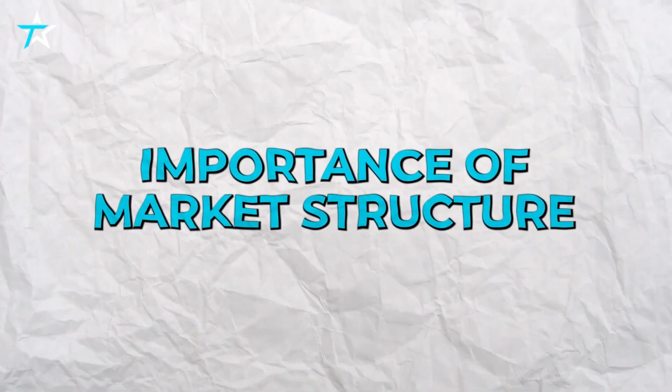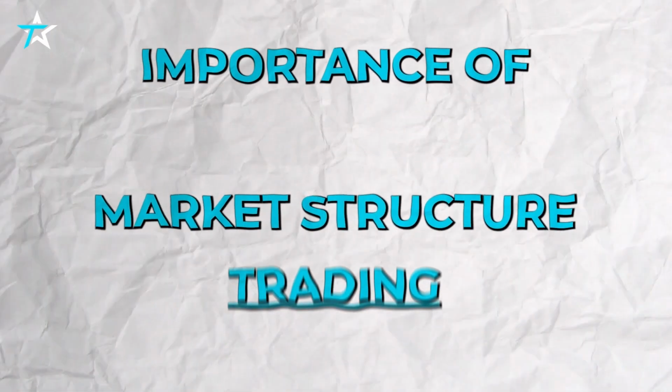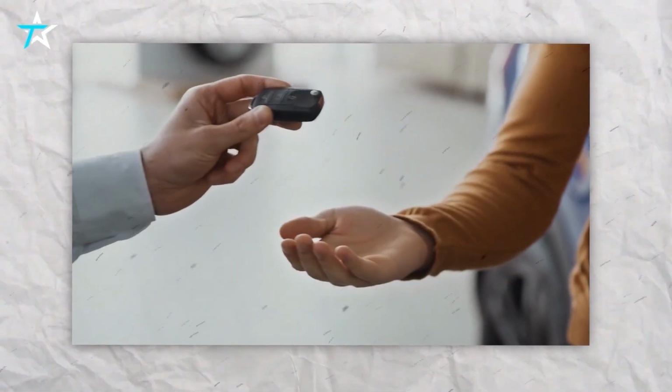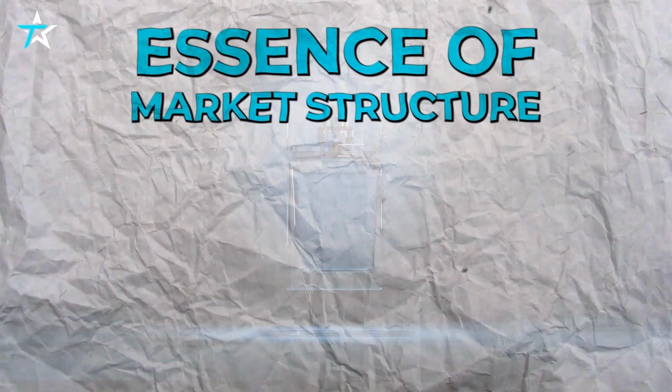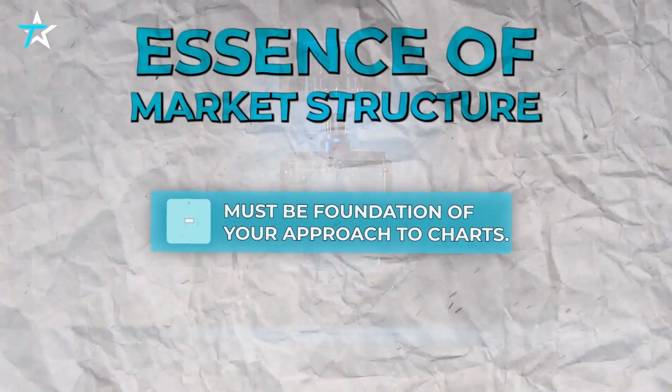Now, the reason why market structure is so important is because it is literally the foundation of your trading, right? FX is an auction market. And what that means is there's constantly bidders, there's constantly sellers, there's constantly an equilibrium where aggressive traders are meeting, but somebody has to be offering buys, someone has to be offering sells for price to be moving in whatever direction that it's moving in. So when it comes down to market structure in the pure essence, it has to be the foundation of how you approach the charts.